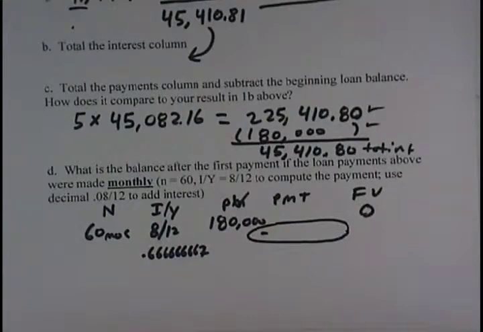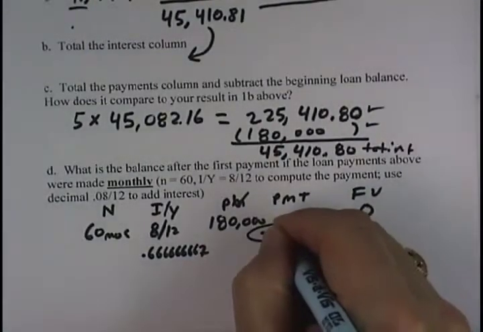So clear the calculator, and now with monthly payments, N is 60, which is months. Take 8, divide 12, and you get 2/3 as your I/Y, which is percent per month. Your present value of $180,000 then results in a payment of $1,...36.4975.